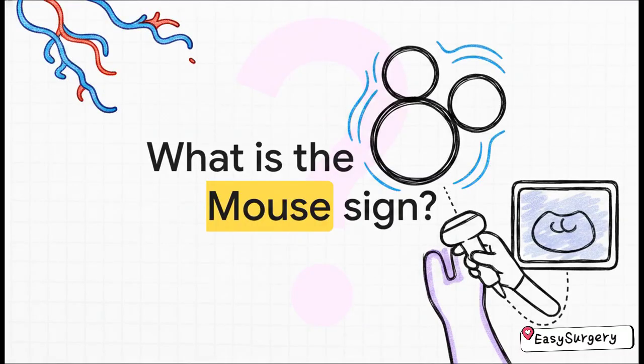Now let's test your clinical eye for a quick second with an imaging question. When a radiologist is performing a venous ultrasound, they're actively looking for something called the Mickey Mouse sign.